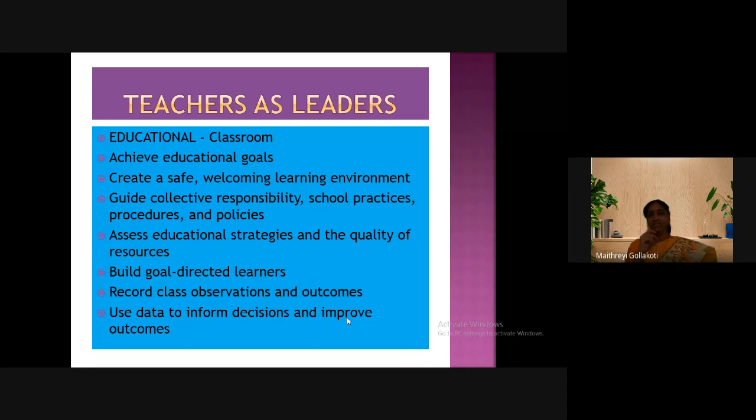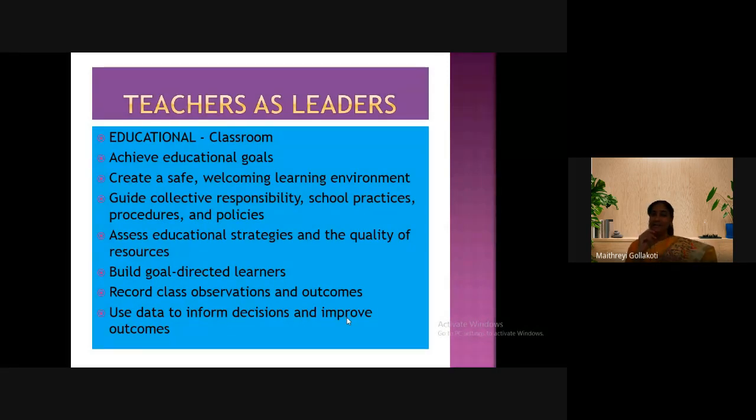Now, next, teachers are leaders. How can we perform as leaders in our institutions, in the classroom? The first thing is we have to achieve educational goals. See, for this semester, we have this particular curriculum. We have to execute this. So, this is our educational goal. We have to reach it.